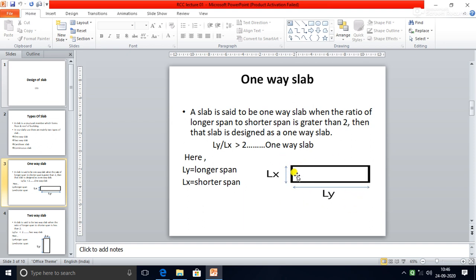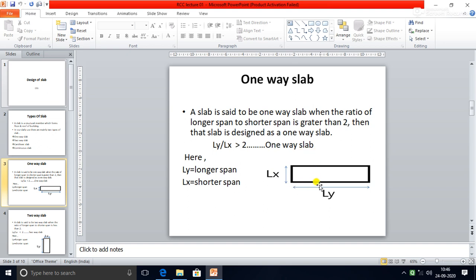Then how to determine which type of slab we have to design? For that you have to measure the longer span, then take the measurement of the shorter span. If the ratio of longer span to shorter span is greater than 2, then that slab is a one-way slab.